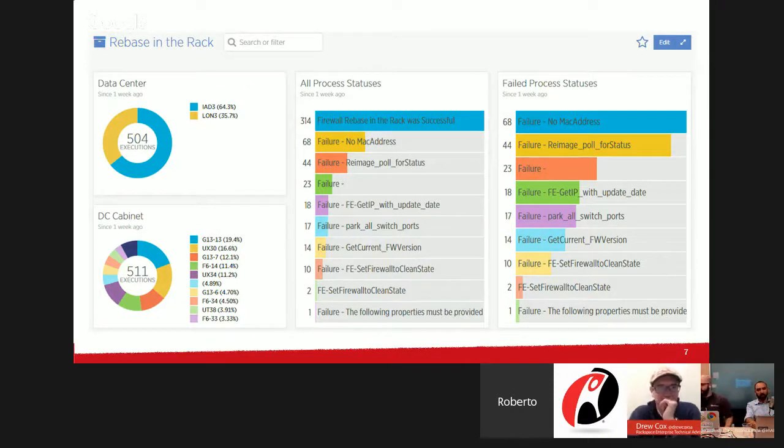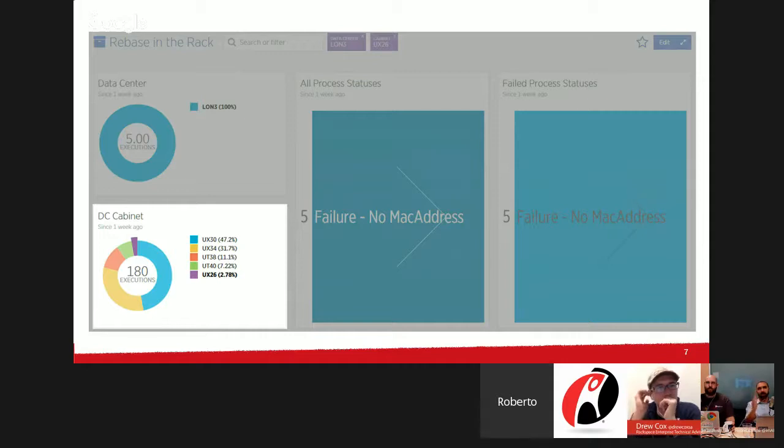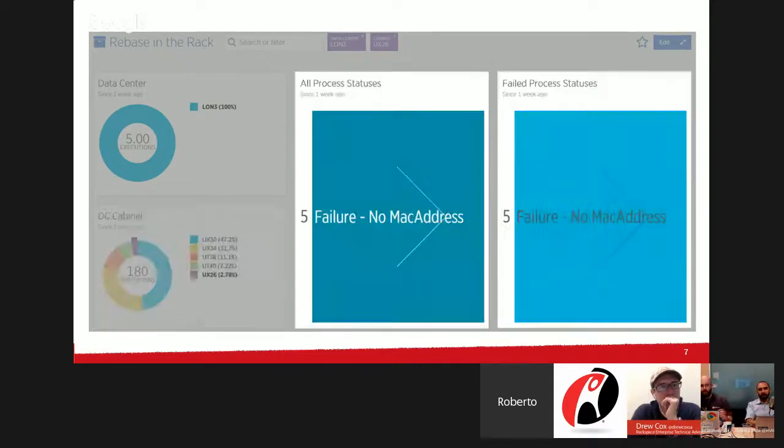And one day she was able to go in here. The neat thing about the New Relic Insights dashboards is if I click on data center on the top left, so if we click on London, it reconfigures the entire dashboard to London. She goes through each of the cabinets, and when she gets to this one small cabinet, UX26, on the right-hand side, you notice that 100% of the events failed with no MAC address.